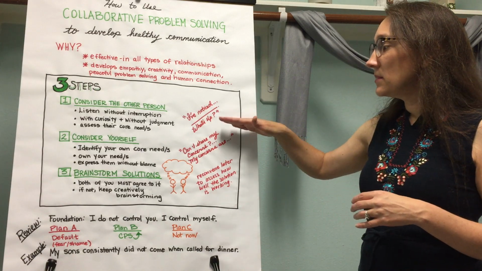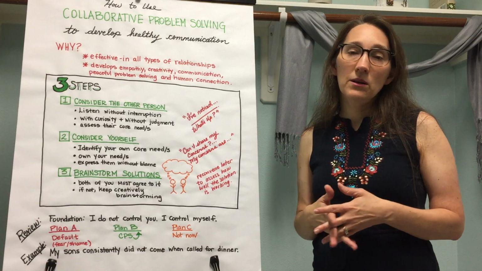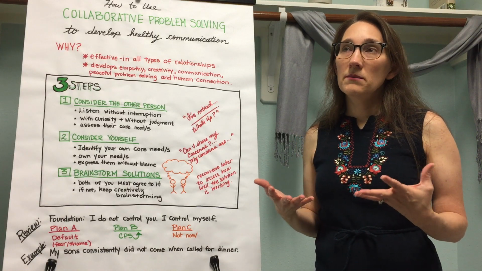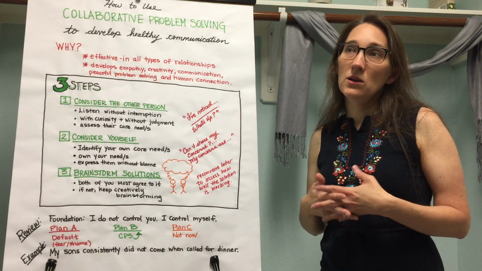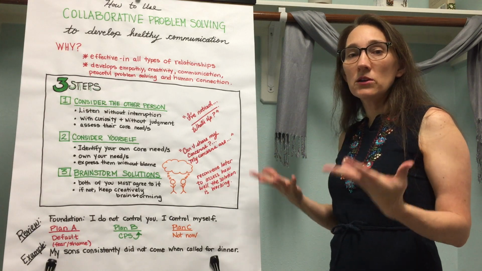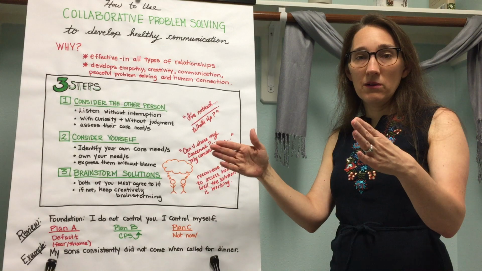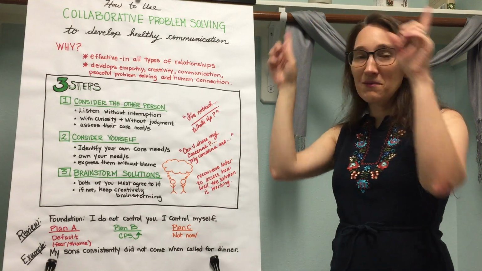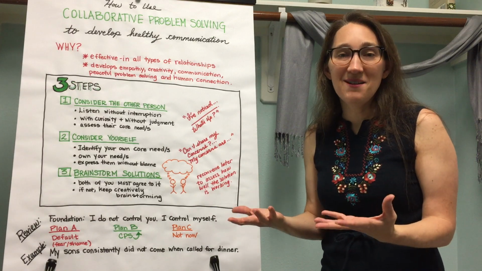So I'm going to bring it up, and I'm going to say, so hey, I've noticed that lately when I call you for dinner, you're not coming. What's up? Or you could say, why is that? Just a very open, curious stance. Here's what I see. Here's what I observe. The facts, not what I've made up about it, but just the facts. Can you give me insight about it?